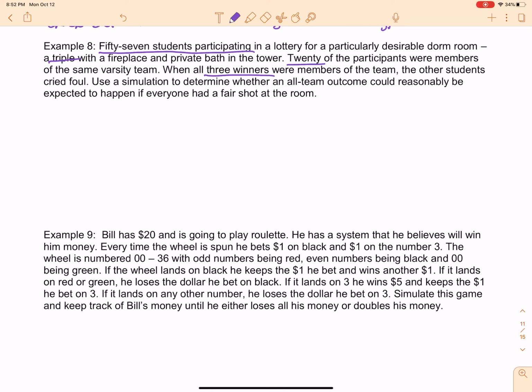So use a simulation to determine whether an all-team outcome could reasonably be expected to happen if everyone had a fair shot at the room. So in other words, we are going to use our simulation to see how likely it is, if all things are fair, as they should be in this situation, that I would actually get an outcome of 3 people all on that same team. In other words, based on my simulation, how likely is it that I'm going to get 3 numbers between 1 and 20? All right, that's essentially what we're looking at here.